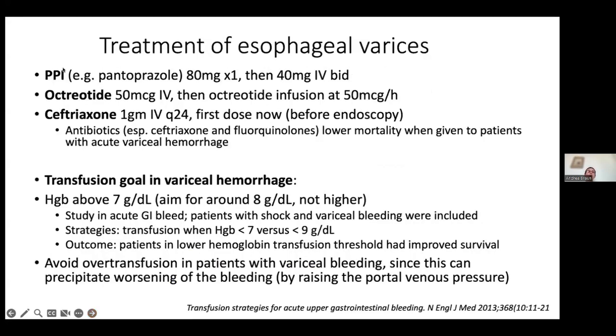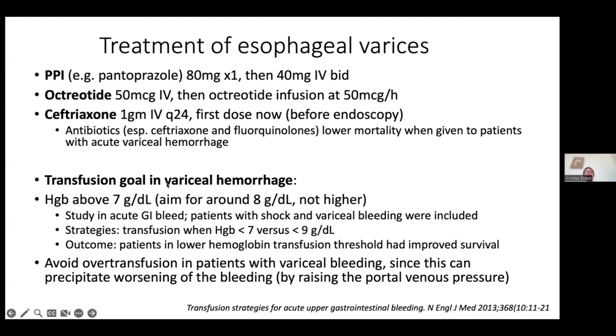And we already talked about a PPI and octreotide, so I won't belabor that. The ceftriaxone, actually, or other antibiotics as well, especially ceftriaxone and fluoroquinolones, has been shown to lower mortality when you give it to patients with acute variceal hemorrhage.